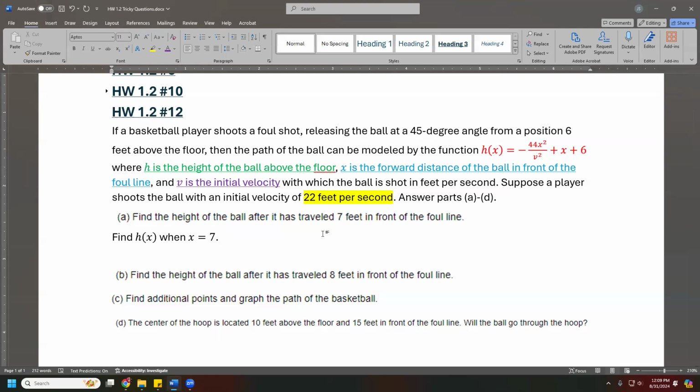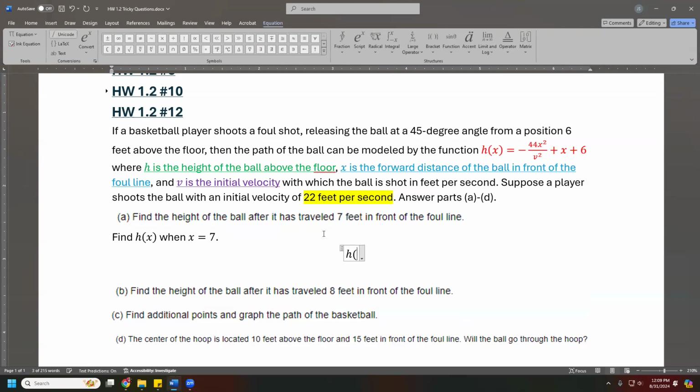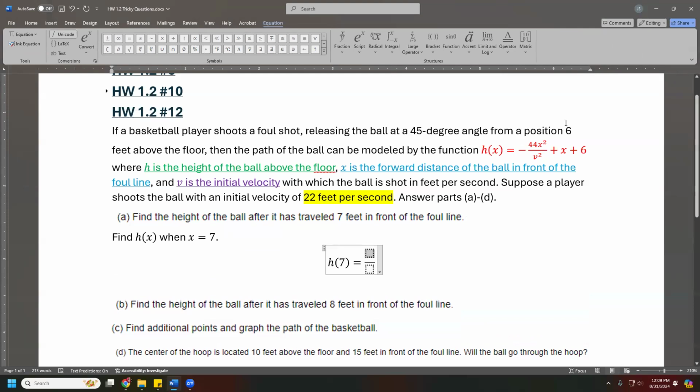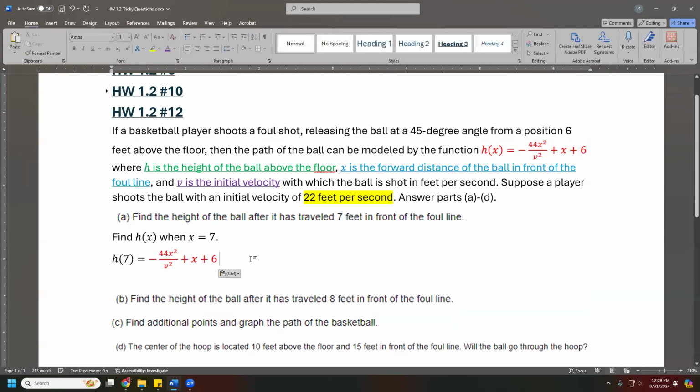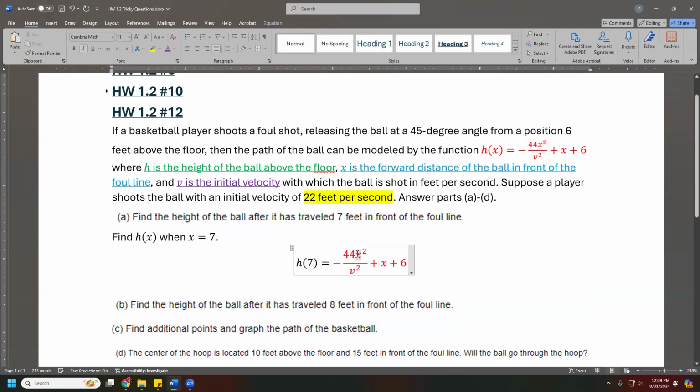You will suffer. Okay, so h of 7 is equal to, everywhere I used to see an x in this equation over here, it's now going to get replaced by a 7. So I see an x over here. This is really going to be 7 squared. I see an x over here. It's really a 7. I don't actually need it in parentheses, so I'm going to get rid of that.